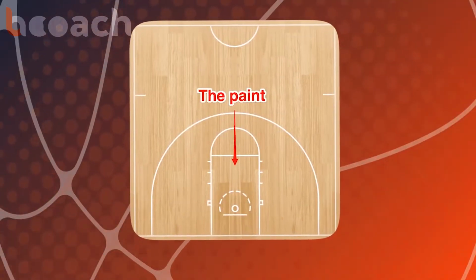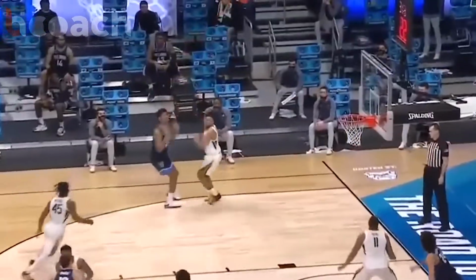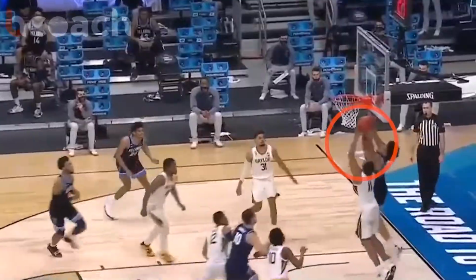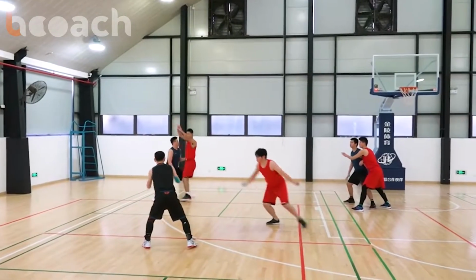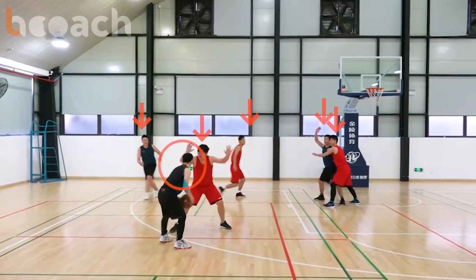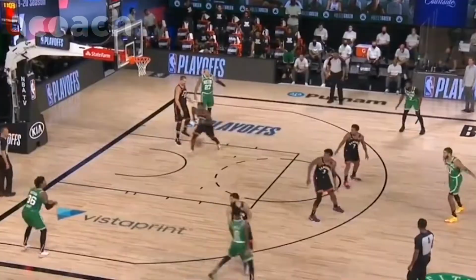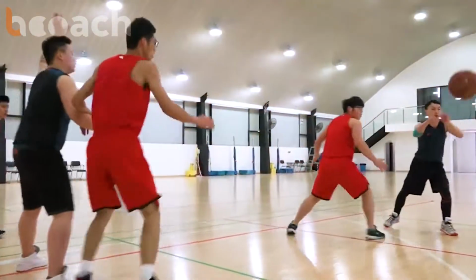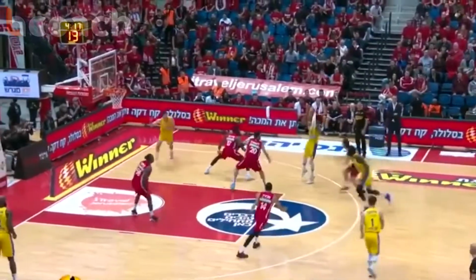By forming a wall in the paint, defenders can deter offensive players from penetrating, thus reducing high-percentage scoring opportunities. Zone defense can also conserve players' energy, since it emphasizes area coverage rather than chasing individual players across the court. This approach allows players to work together, shifting in unison as the ball moves, which can be advantageous in maintaining defensive integrity.